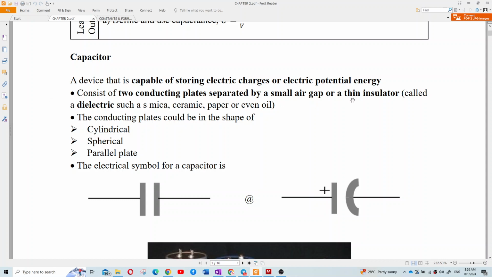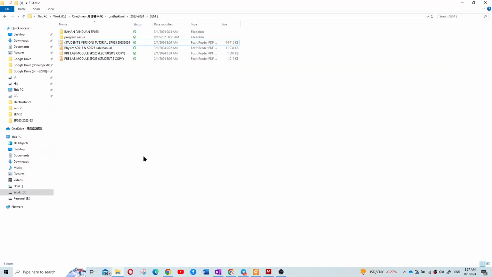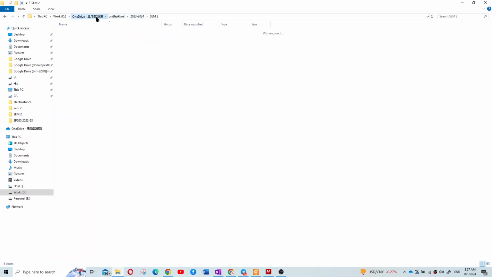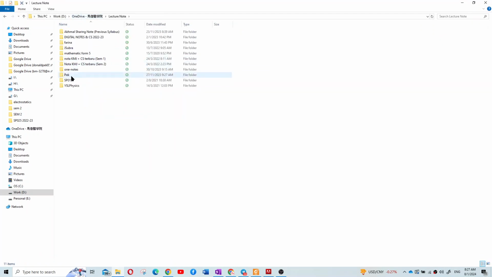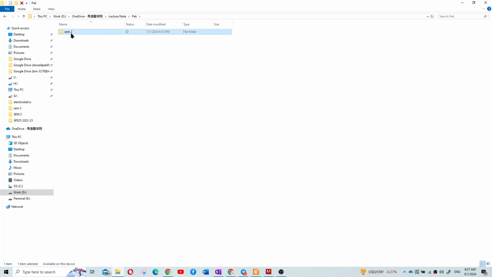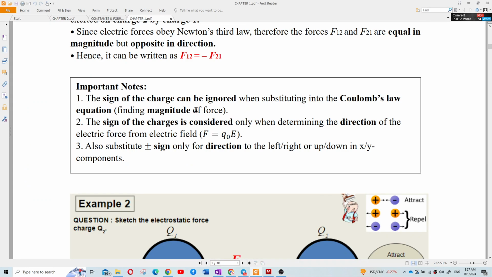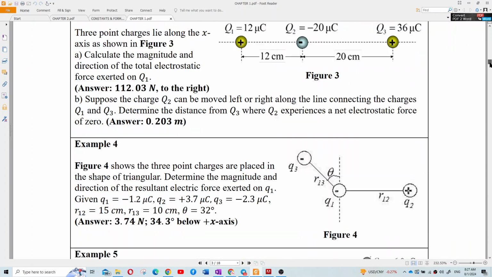The insulator in between is not a conductor. It's an insulator. The insulator can be paper, oil, mica, ceramic. The plates, I say, are two parallel plates. Do you remember you learned about parallel plates before? Where is it? Let me show. Where is chapter 1? Let's look at chapter 1. You learned about parallel plates before in chapter 1.